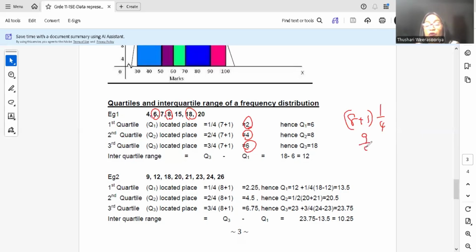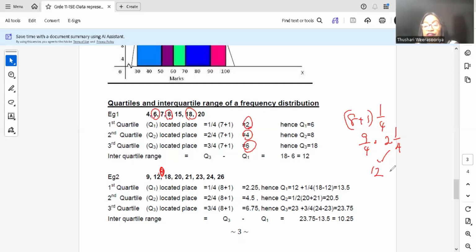That is 9 over 4. That is 2, 1 over 4, when you write it as a mixed number. 2 means the second number. The second number is 12. And 1 over 4 is the gap. Actually, the 2 and quarter position is somewhere here. Then you get the gap.